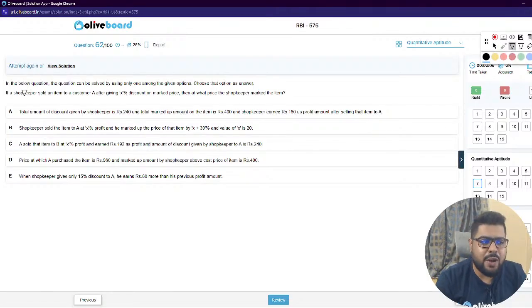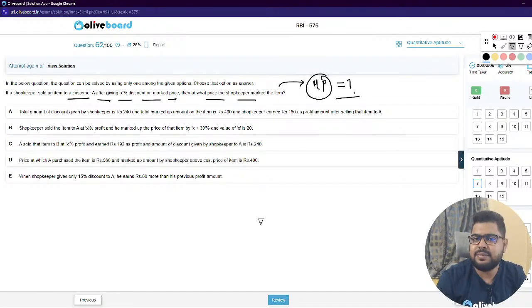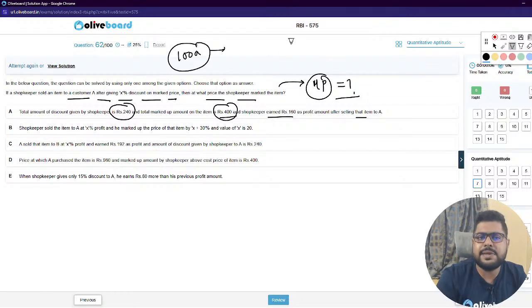Now, a shopkeeper sold an item to customer A after giving X% discount on MP. What price? The MP they are asking. What is the MP they are asking? Now I have to choose the option or the statement which is sufficient. Total discount given by this is this amount, marked up is this. That is nothing. So please understand, if you take this, let's say the item CP is 100A. So marked up is 400. So it will be 100A plus 400.